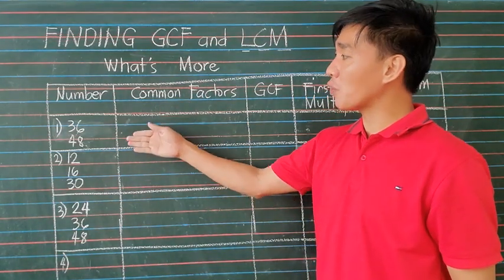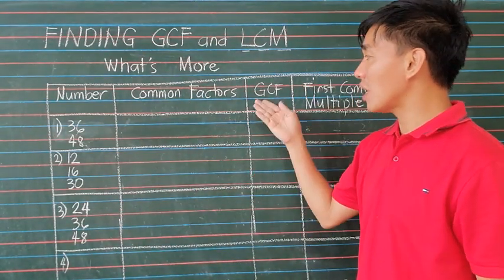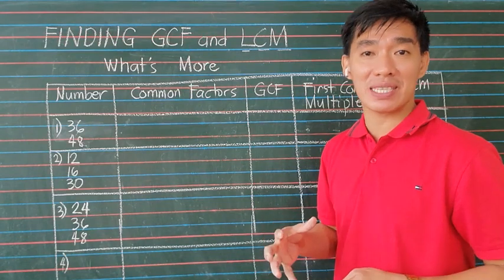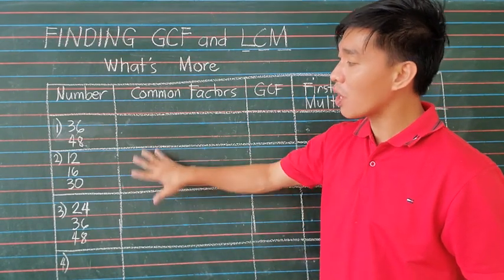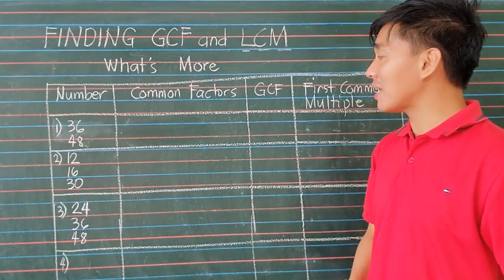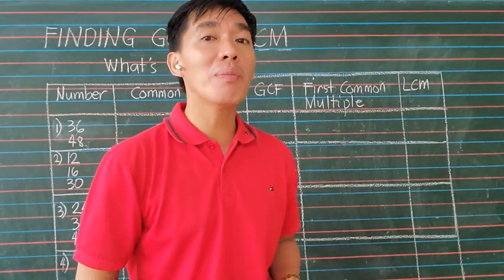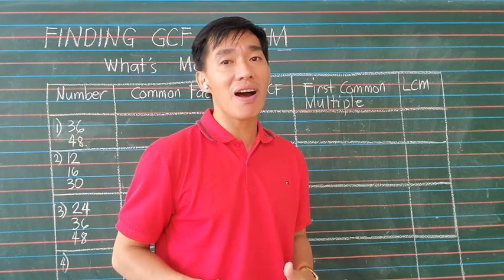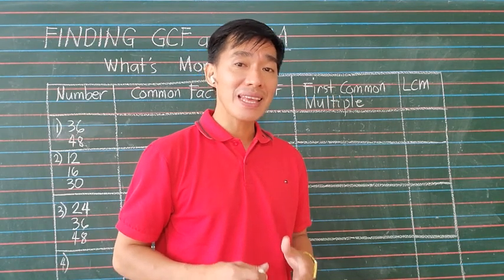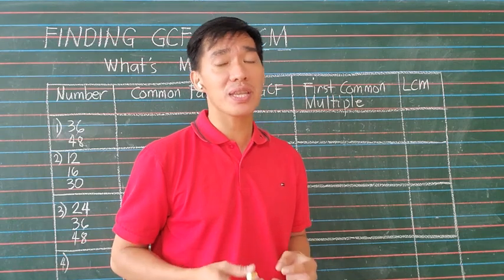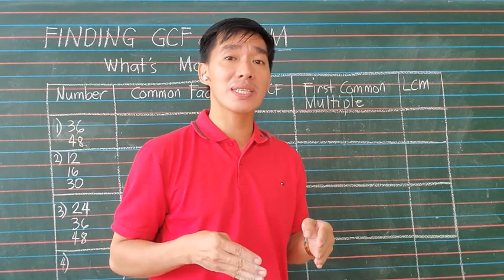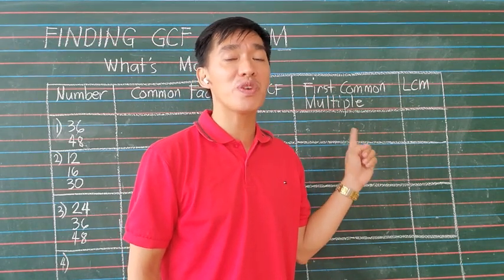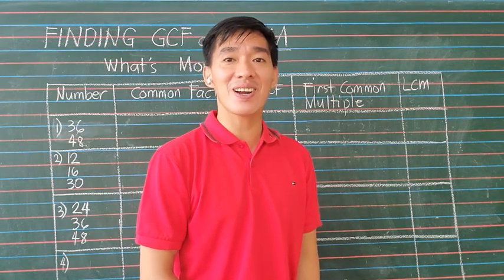Common factors. After you already have the common factors of these numbers, you have to look for their GCF, or the greatest common factor. This is the biggest factor out of the factors of the given numbers. Of course, the next part is the first common multiple of these numbers. When we say first common multiple, this is also the least common multiple. Since this is the first, this is the smallest number where these 2 numbers meet. So we are looking for the least common multiple, or first common multiple. Let us start your activity.